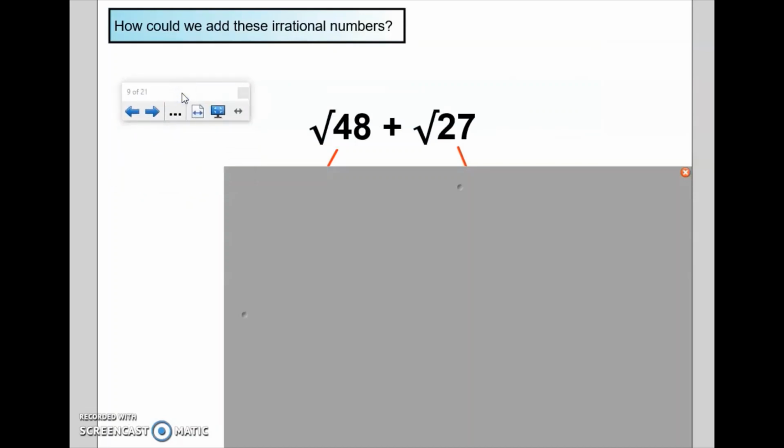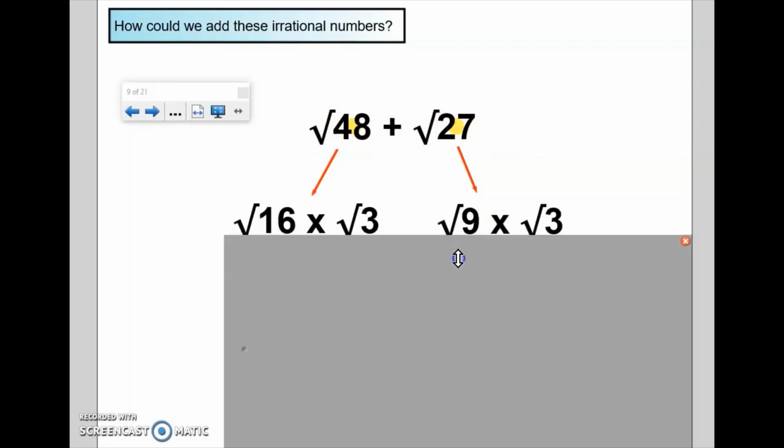Okay, so now let's look at adding and subtracting a couple of surds. The first thing to be aware of is that we cannot add or subtract surds if the number under the square root sign is different. We need to make sure the number under the square root sign is the same before we add or subtract the surds. So what I'm going to do is simplify root 48. At the same time, I'm going to simplify root 27.